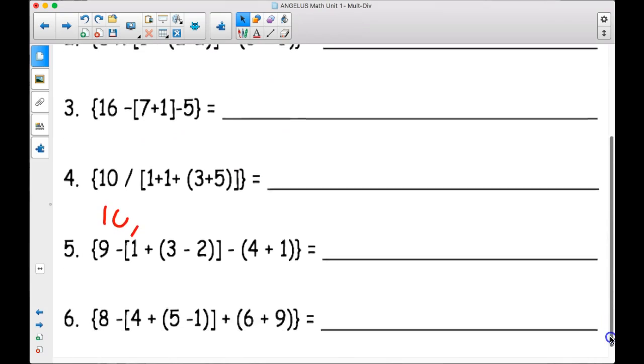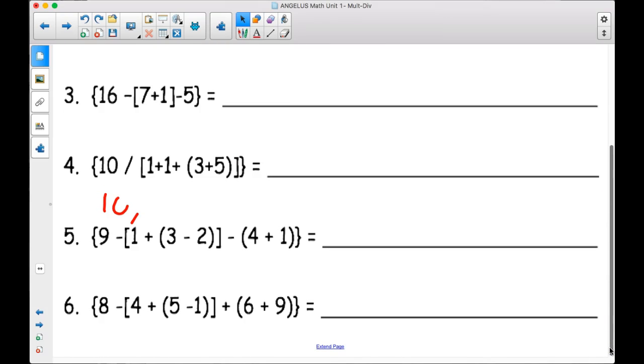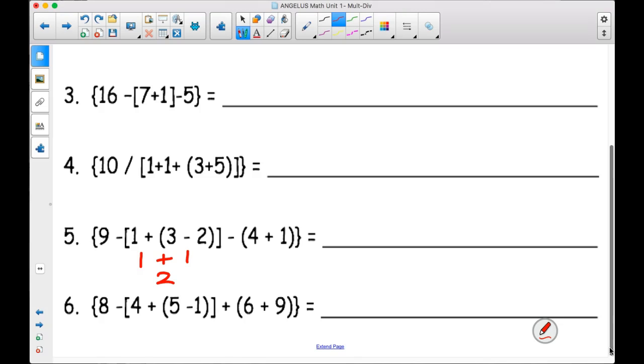Now let's move to the last one. I did have 6 here, but that's okay. Let's do number 5. Who would like to conquer that problem? Somebody I haven't heard from at all today. Somebody else. Who will it be? Yes, go. 3 minus 2 equals 1. Good. 1 plus 1 equals 2. And then who wants to take over? Very good so far. Yep. 4 plus 1 equals 5.